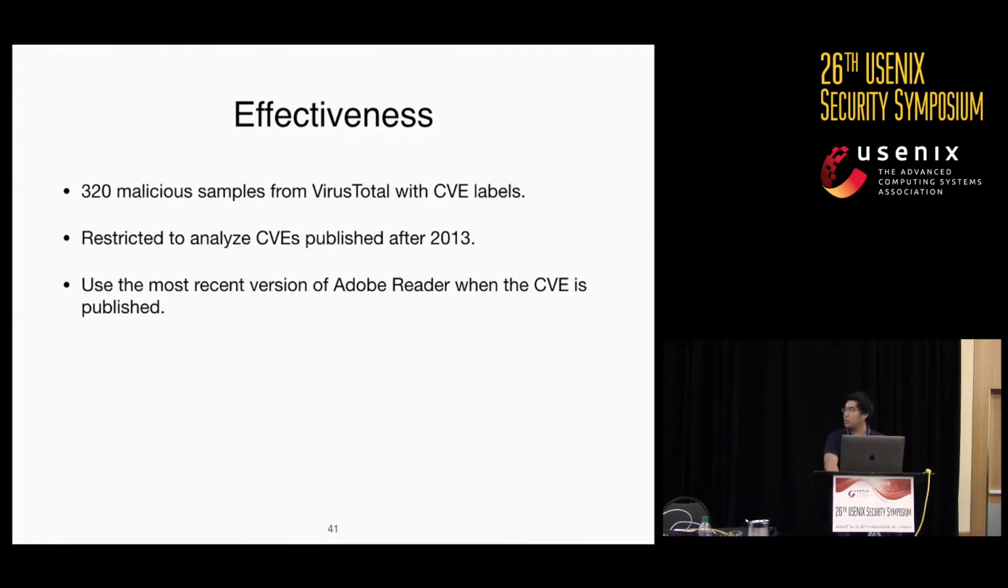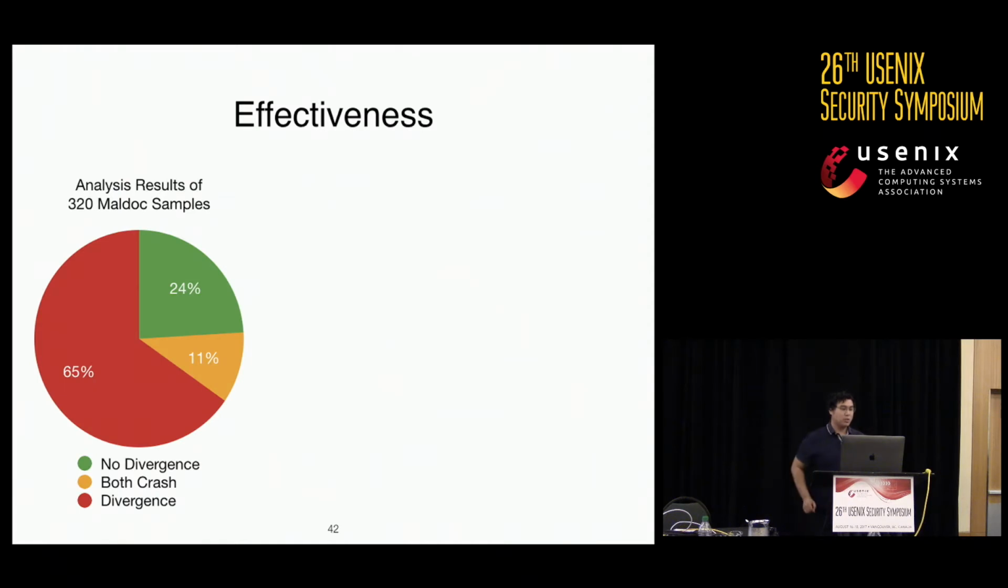We collected 320 samples from VirusTotal, and we restrict to the CVEs published after 2013, and we also use the most recent version of the PDF reader when the CVE was published. This tries to emulate the case where, at that time, the CVE is a 0-day for that version of Adobe Reader. So in general, in 65% of the samples we actually see a divergence, either in the internal trace or the external trace.